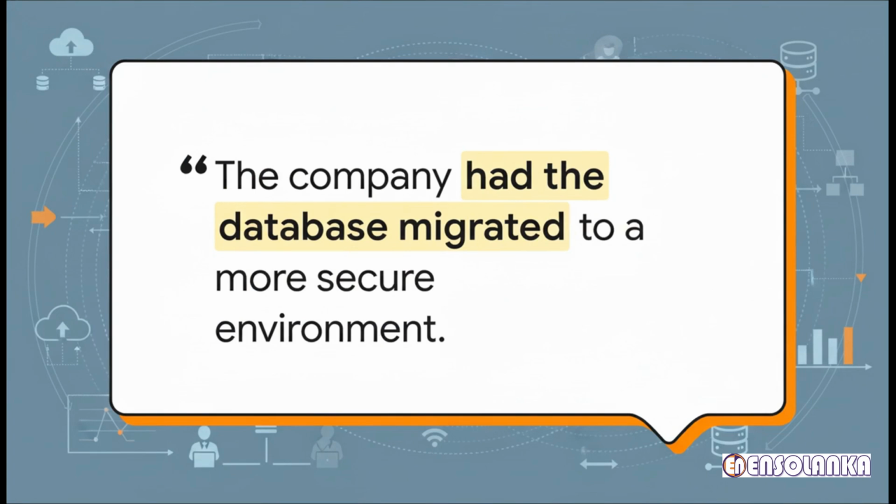And this is a fantastic example of that "have" structure in action. The company didn't migrate the database themselves, right? They had it migrated. They arranged for it. This "have something done" pattern is pretty much the standard way you talk about this stuff in project management.